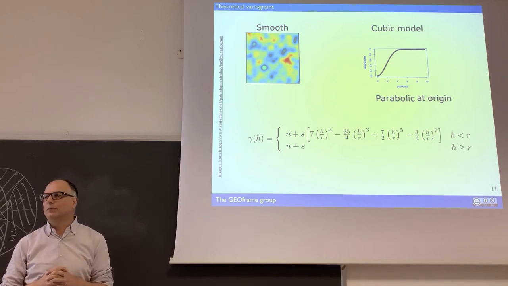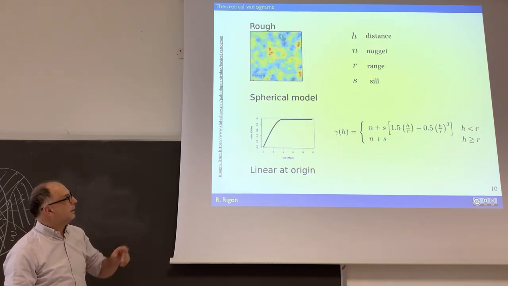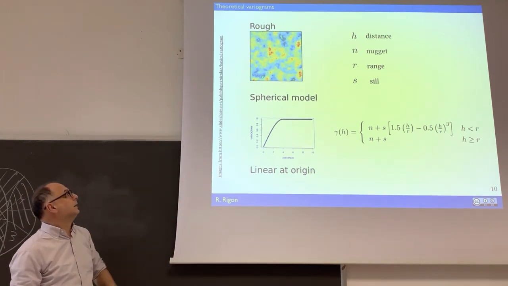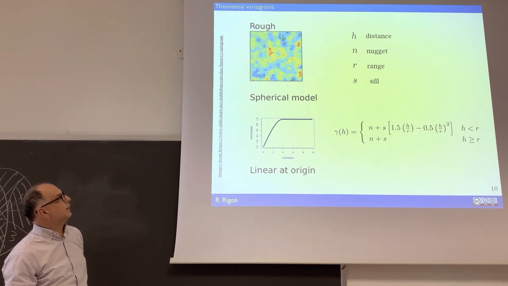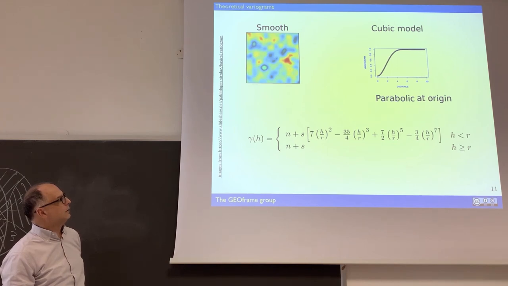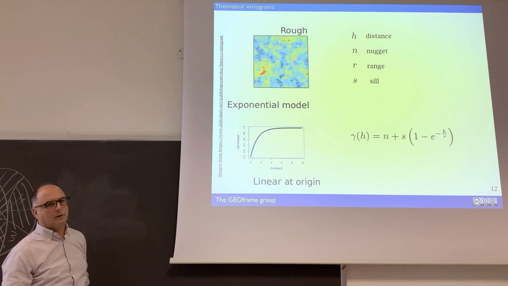I'm not saying that you have to keep all these shapes in memory. You also see that the field is different in a series if you use different variograms. And this is the cubic model, which is kind of parabolic around the origin. So these models are the regression analysis results, the line that we can apply on those.